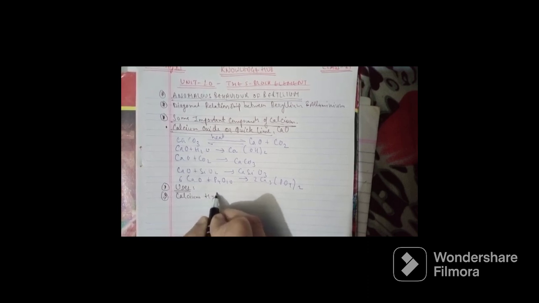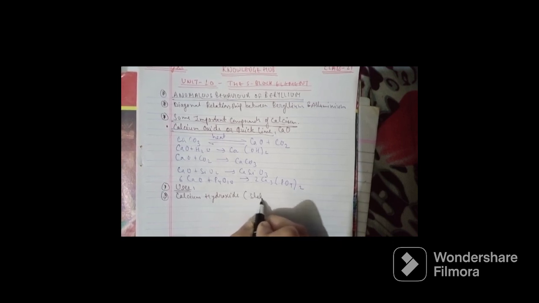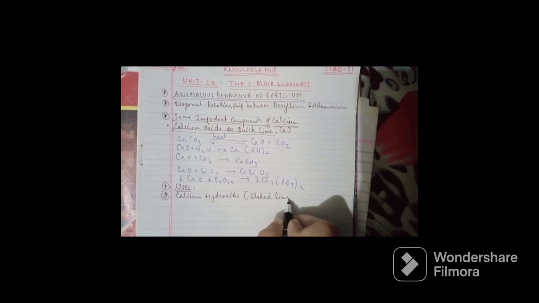Now let's discuss calcium hydroxide, which is slaked lime, Ca(OH)2. Calcium hydroxide is prepared by adding water to quicklime, which is CaO.